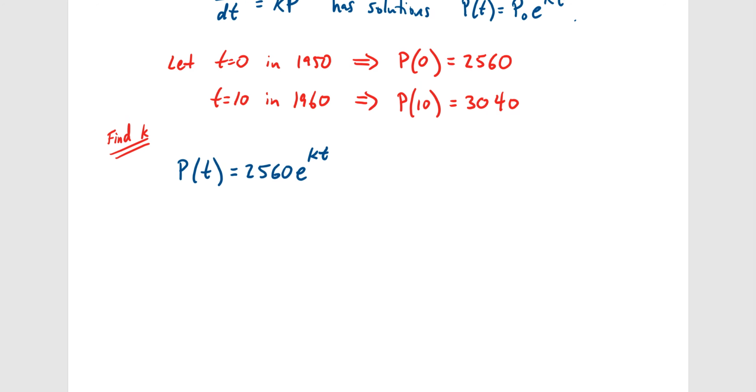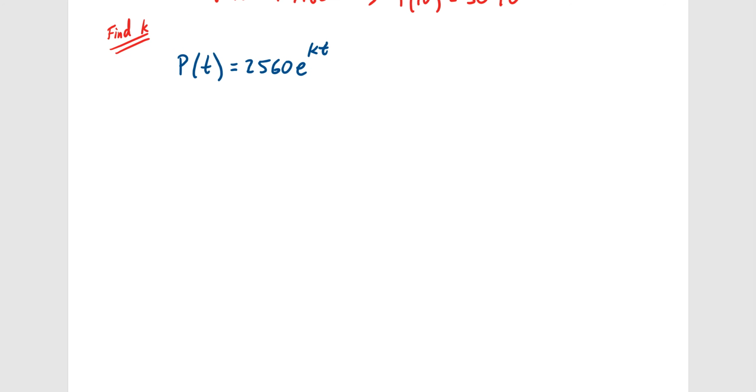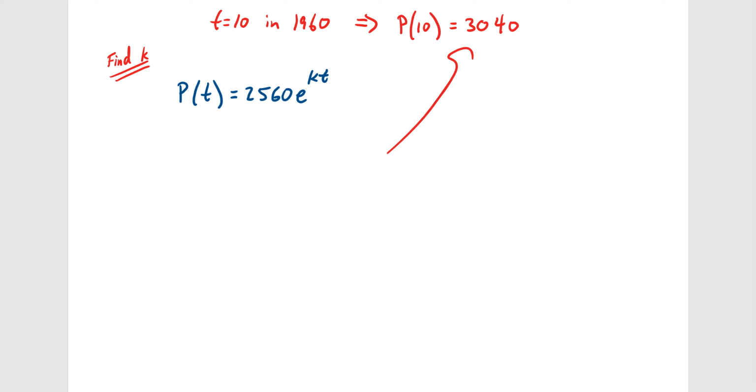All right, so we are going to find k using this equation, and here's k. We have two things that we need to plug in for. We need to plug in t and then P of t. Then we can find k. So what we have to use is this other piece of information right here. P of 10 equals 3,040. Let's go ahead and plug that in. So we get 3,040 equals 2,560 e to the 10k, right? We plugged in t equals 10, P equals 3,040. Now we have one equation, one variable. Let's go ahead and solve this for k.